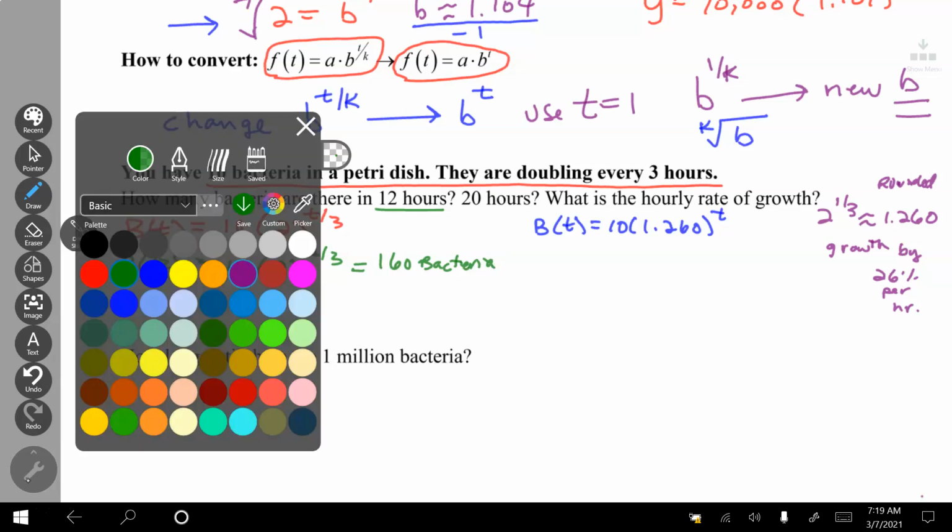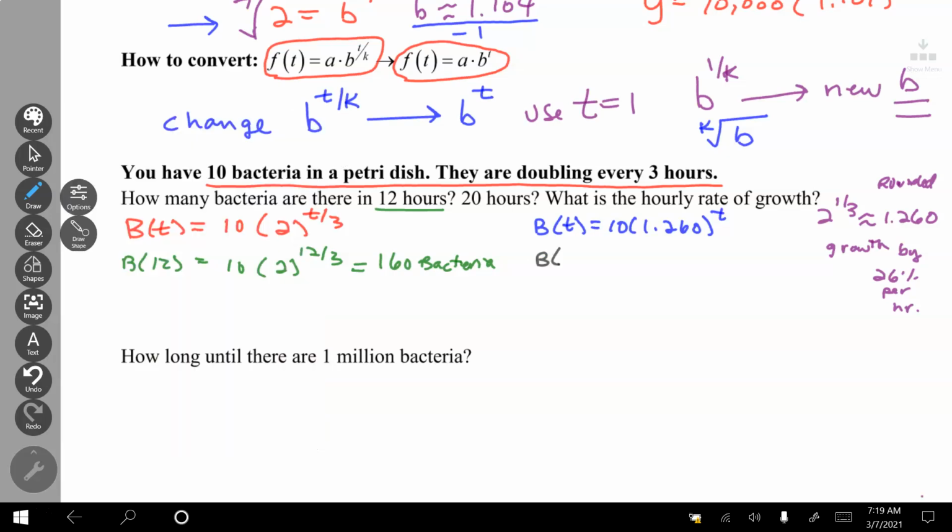And when you do the same thing over here, I'll choose black, b of 12, 10 times 1.260 raised to the 12. You're going to get a decimal number on your calculator, but because this is bacteria, it's like population, you can only have whole numbers.